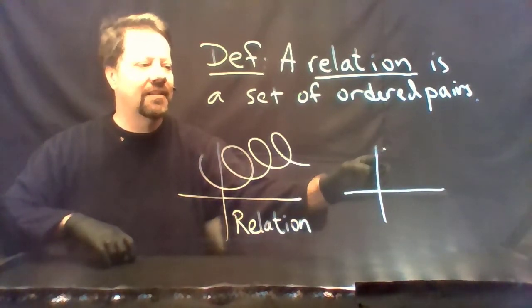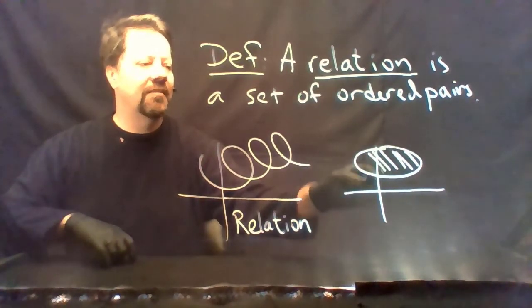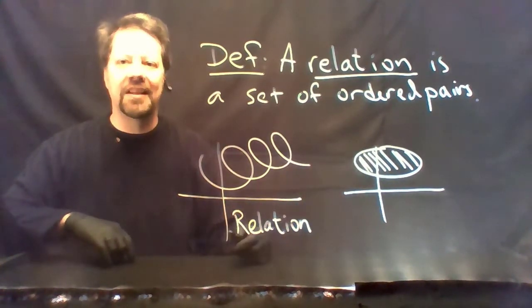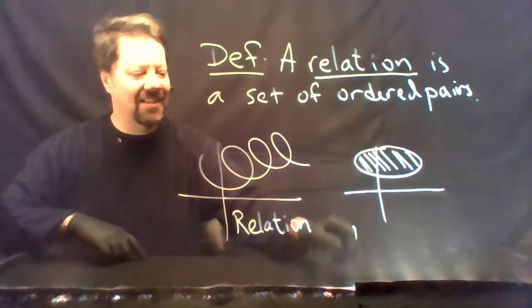If I write something like this and fill it in, making it all solid, all of the points inside of this ellipse, they're just a collection of points in the plane. That is a relation.